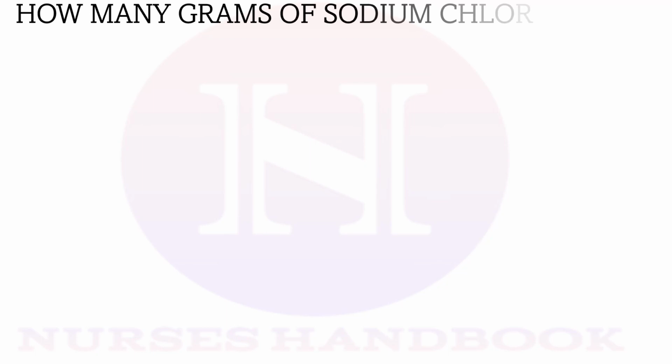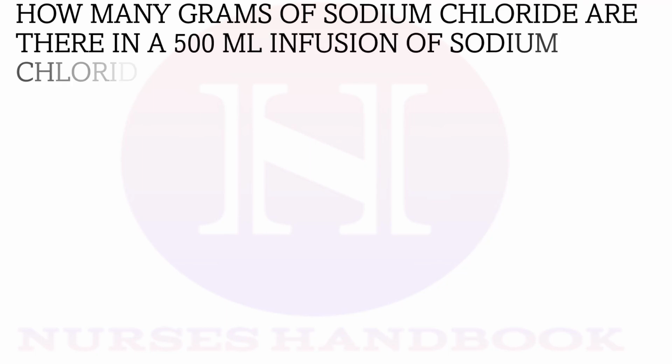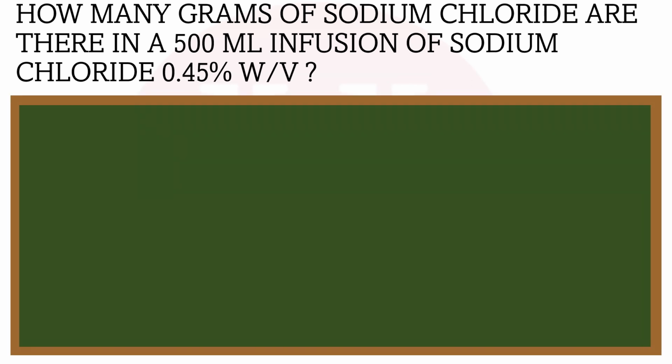Third question, how many grams of sodium chloride are there in a 500 ml infusion of sodium chloride 0.45% W by V? So firstly we will be converting the percentage into gram, that is 0.45% W by V means 0.45 grams in 100 ml of the solution.